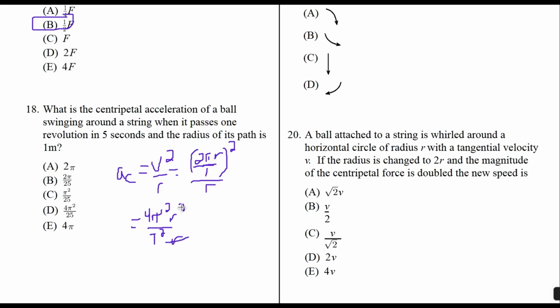One r cancels out the r up here. Not like it matters because the radius is 1 meter. So plug in the numbers, we end up getting that this is going to be 4 pi squared over 5 squared, or 25.